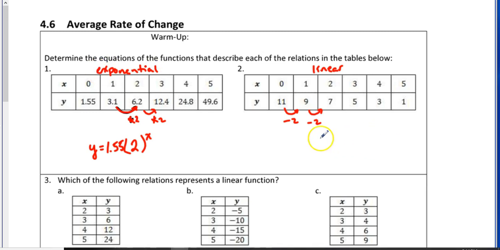And let's see, if it's subtracting 2 each time, that's our slope, right? So we're talking about y equals mx plus b, so minus 2x. But what's the starting amount? Well, just like the starting amount over here with the exponential is when x equals 0, similarly, the y value when x equals 0 is 11, so plus 11.